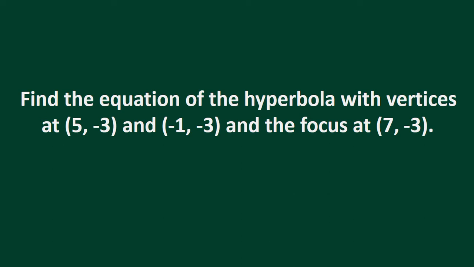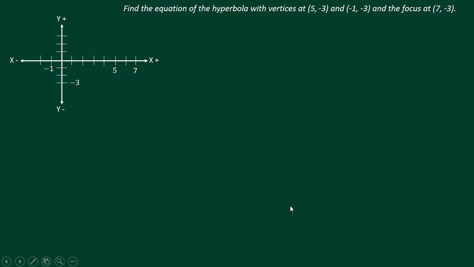Okay, so let's have this problem. Find the equation of the hyperbola with vertices at (5, -3) and (-1, -3), and focus at (7, -3). So first we need to graph the given. Using the given coordinates, we have the vertices, that's (5, -3) and (-1, -3), then we also have the focus, (7, -3).